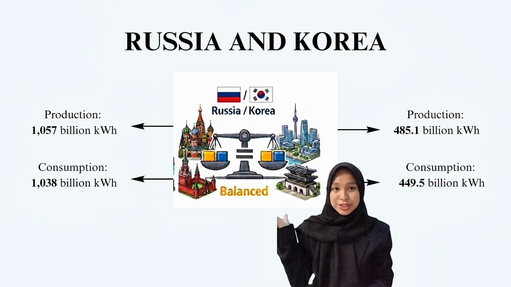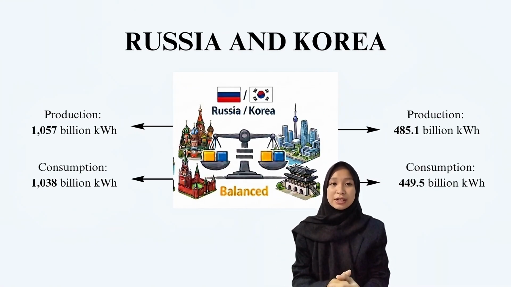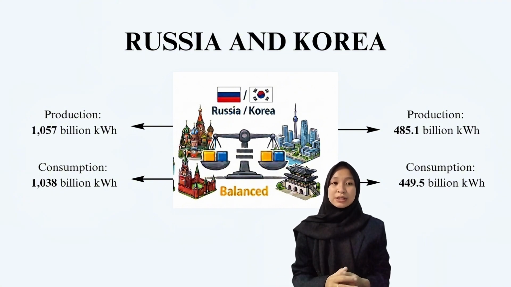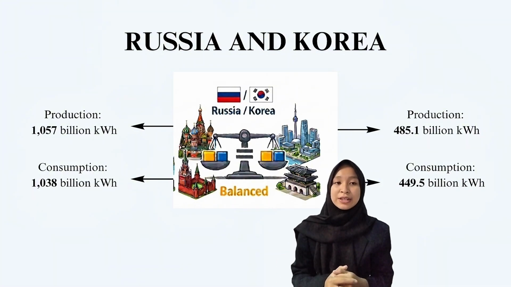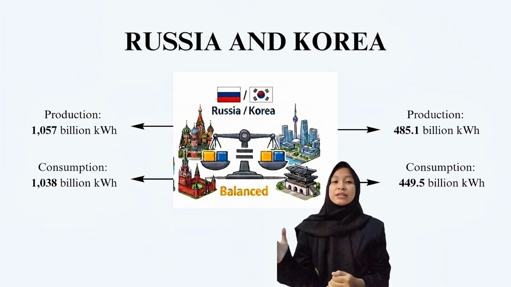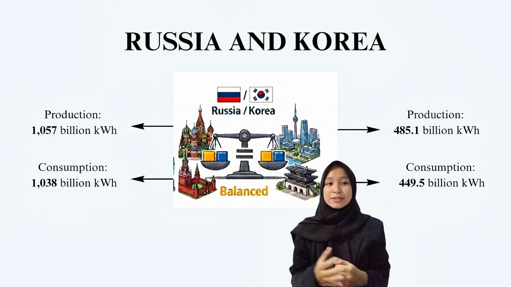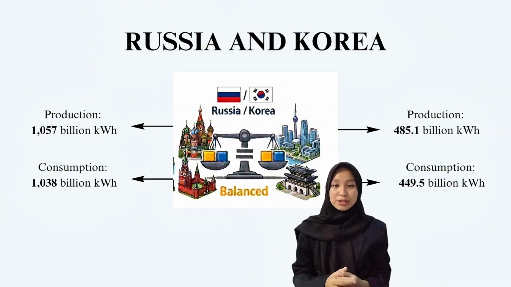Moving on to Russia. The country demonstrates relatively balanced electricity figures. Russia produces approximately 1,057 billion kilowatt hours and consumes around 1,038 billion kilowatt hours. Moreover, the balance scale symbol represents the relatively equal condition between electricity production and consumption. As a result, Russia appears capable of managing its electricity supply effectively according to national demands.